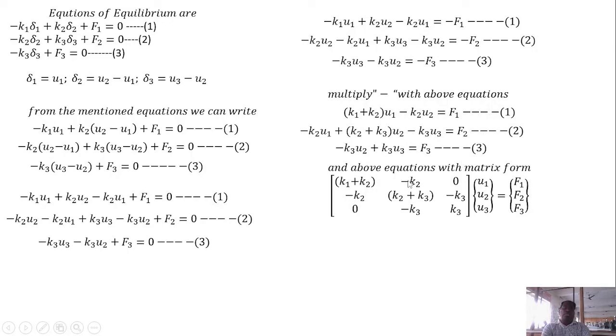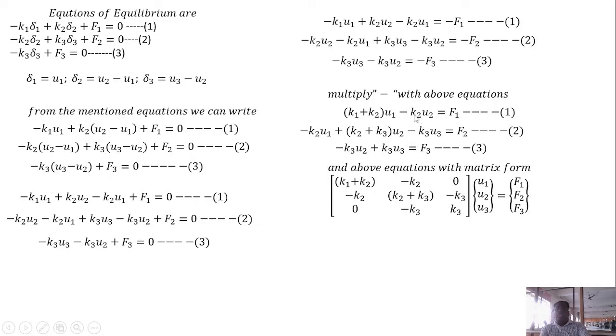For the 3 equations I can frame 3 rows, and 3 elements u1, u2, u3 are available, so that I can select 3 columns. So now I can pick the u1 coefficient for the first row of the 3 cross 3 matrix. What does it have? k1 plus k2, I can pick from the first equation. What about the second, the u2 term?